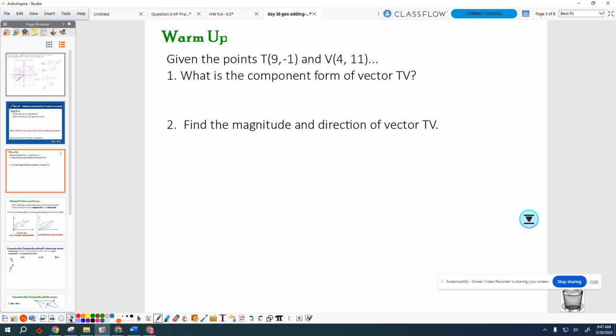So, Adam, how do I find it? 12 squared is 12 squared. So 4 minus 9 is negative 5, and then 11 minus negative 1. So, 12 squared plus 5 squared equals 13 squared. Okay, do you guys agree with Adam's vector?